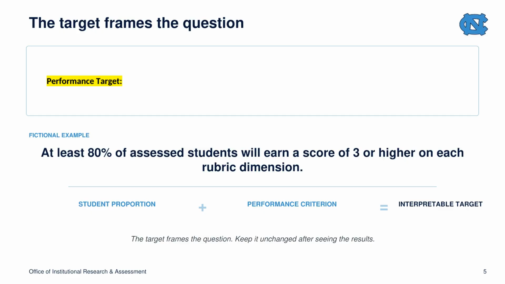Next, state the full target from the plan, the expected performance and the proportion of students expected to reach it. Our fictional target says at least 80% will earn a 3 or higher on every rubric dimension. Your threshold may differ. Keep every criterion and never revise the target after seeing results. The target frames the question the evidence will answer.